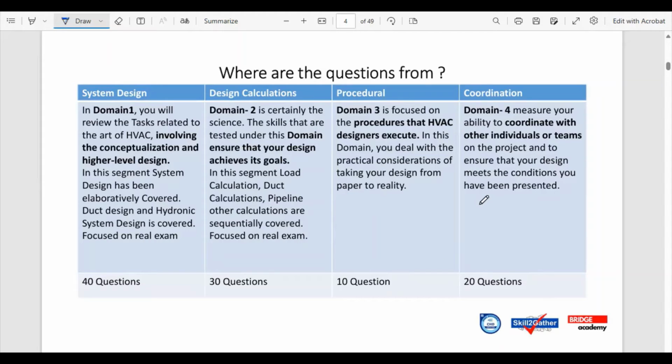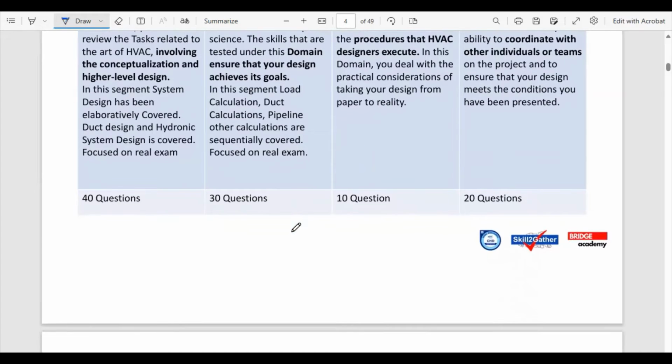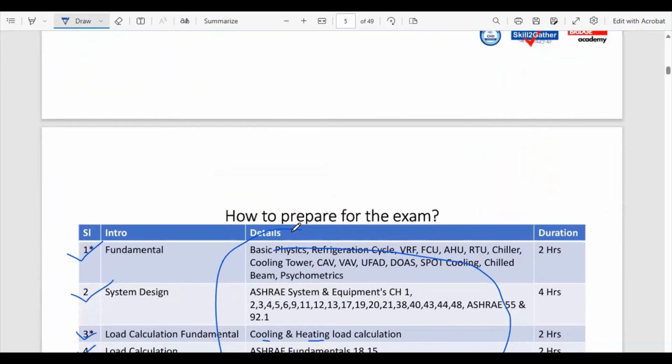Coordination: as an HVAC designer, you're going to work with other experts like fire engineers, architects, civil engineers, plumbers. So you must know how to coordinate with them. So there will be 20 questions from coordination, and these questions are very easy to answer. Remember, we have to get only 70 out of 100.